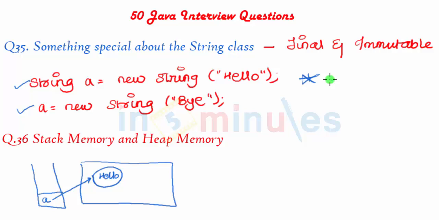And after that, when we have a is equal to new String("bye"), we are not deleting this hello over here and overwriting the value. What we are doing is we are creating a new object with value bye, and this particular reference, this particular link is broken. And because this is broken, a is now pointing to bye and not hello. So this is the stack memory and this is the heap memory.